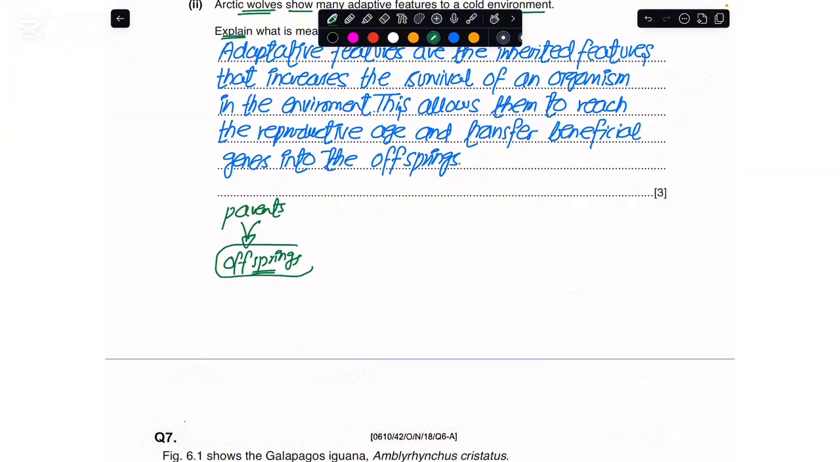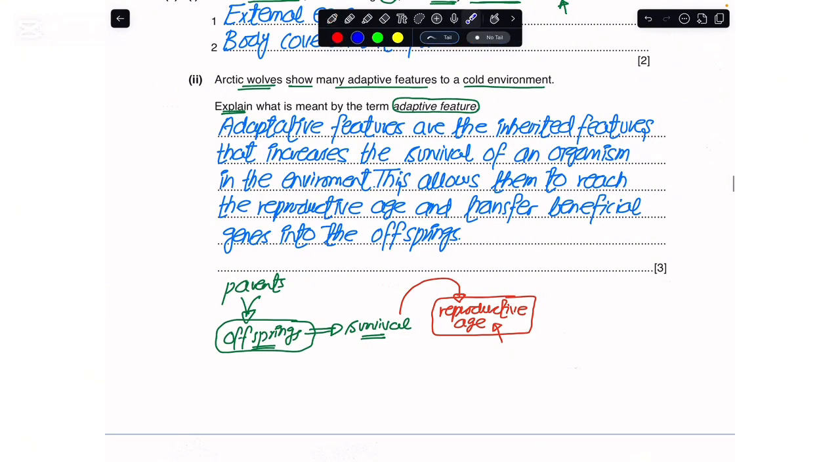And due to those beneficial characteristics, the offspring's chance of survival in the external environment would increase. And once their survival is increasing in the external environment, it is very evident that these offspring would be able to reach the reproductive age. And when they reach the reproductive age, they would be in the position to transfer the genes of their beneficial characteristics into their future offspring. So this is all what we have to write in terms of adaptive features.